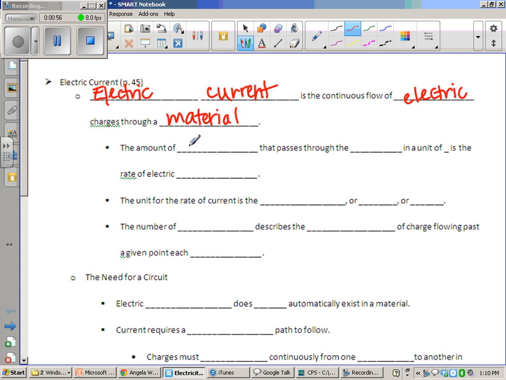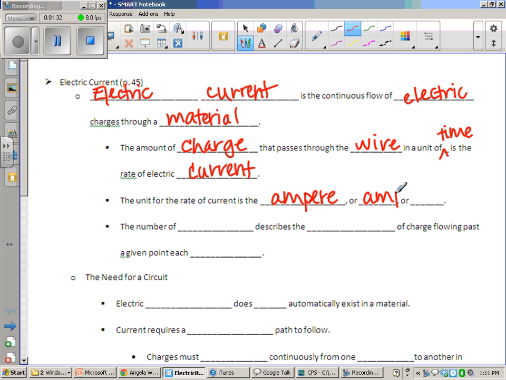Okay. The amount of charge that passes through the wire in a unit of time, it is the rate of electric current. The unit for the rate of current is the ampere or amp, or simply it could be just the letter A.